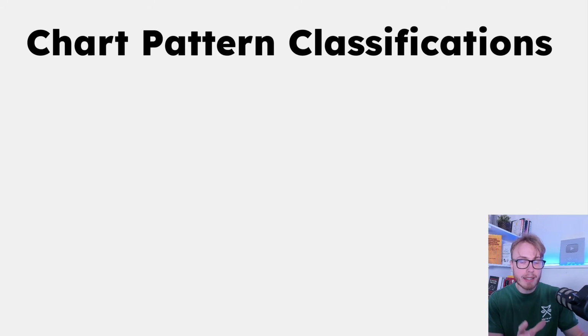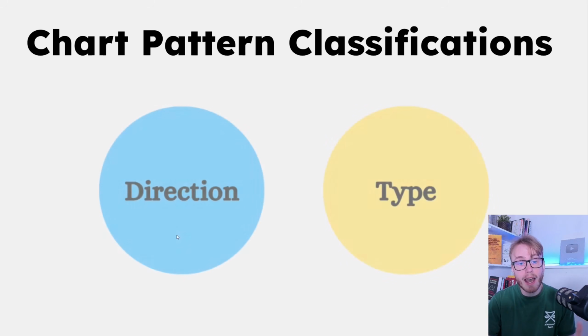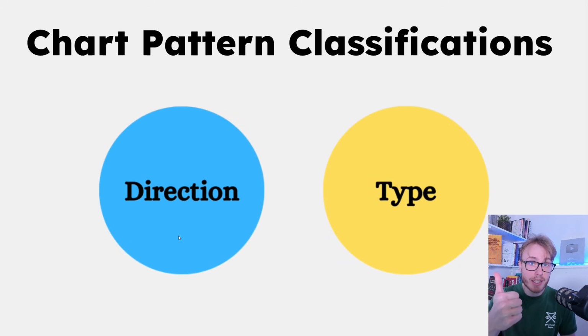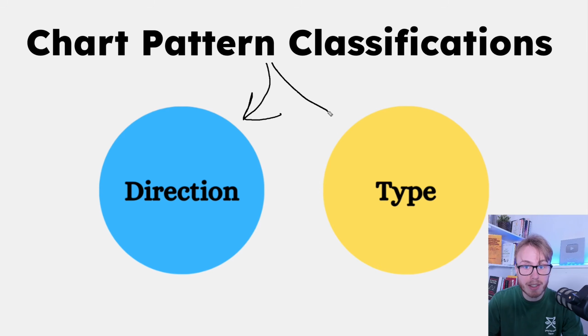Alright, so let's begin here by talking about how to classify the chart patterns. Every single chart pattern has both a direction and a type. So throughout this course, we will give every single chart pattern both a direction and a type. So let's take a look at both of these classifications individually.